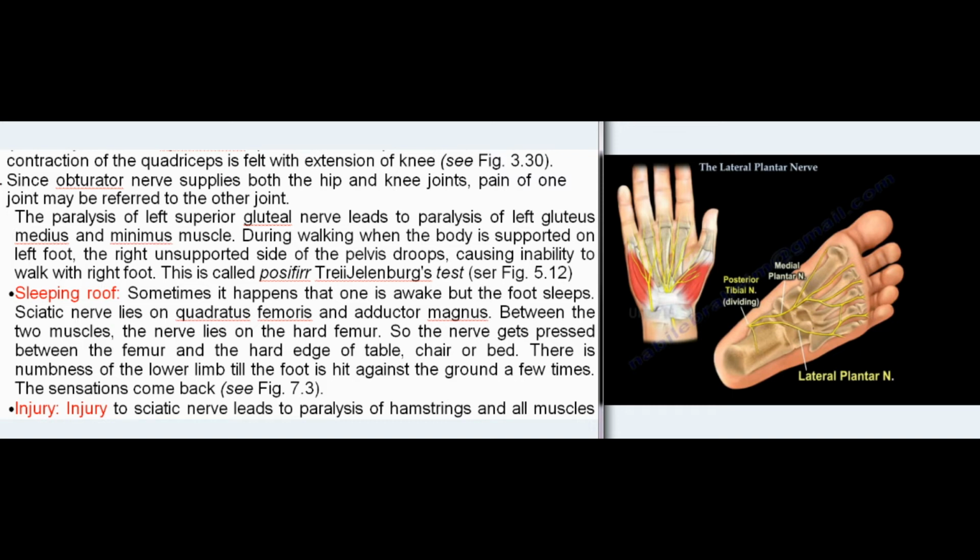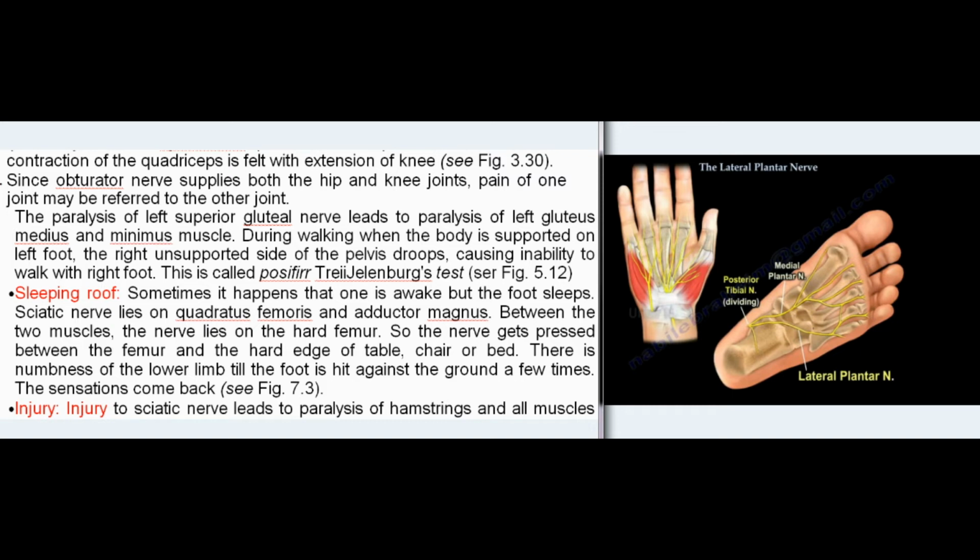The paralysis of the left superior gluteal nerve leads to paralysis of the left gluteus medius and minimus muscles. During walking, when the body is supported on the left foot, the right unsupported side of the pelvis droops, causing inability to walk with the right foot. This is called the Trendelenburg test, see Fig 5.12.